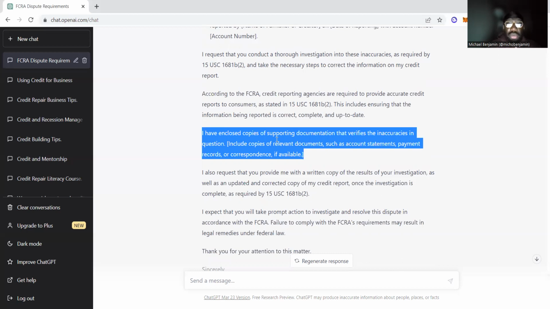It goes back to 1681b(2). What's a law for identity theft? A law for identity theft is 15 USC 1681c-2, the block of information section. I might put that there and let's just see what it do, because I haven't tested that out.